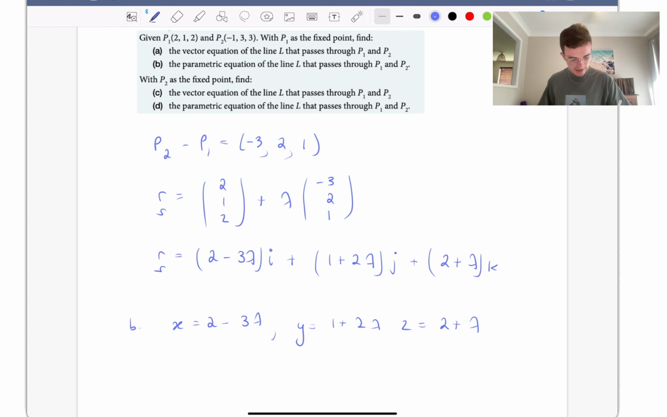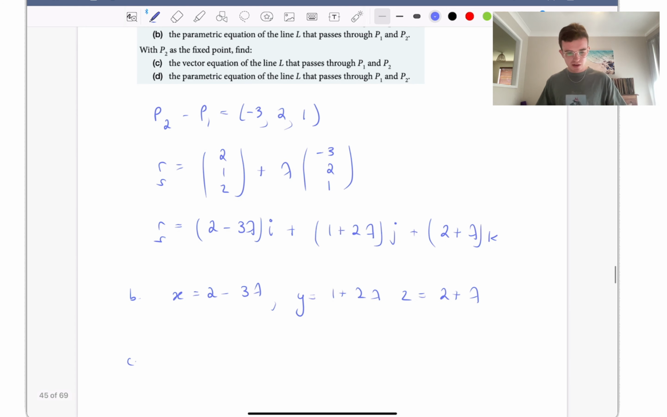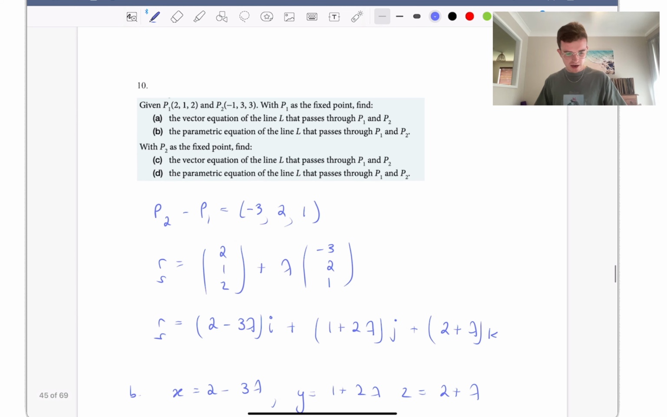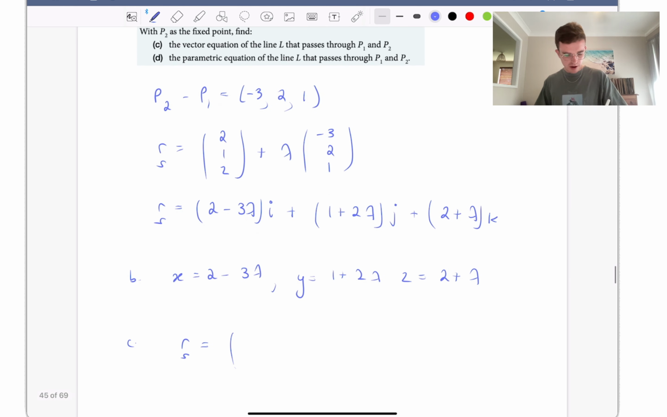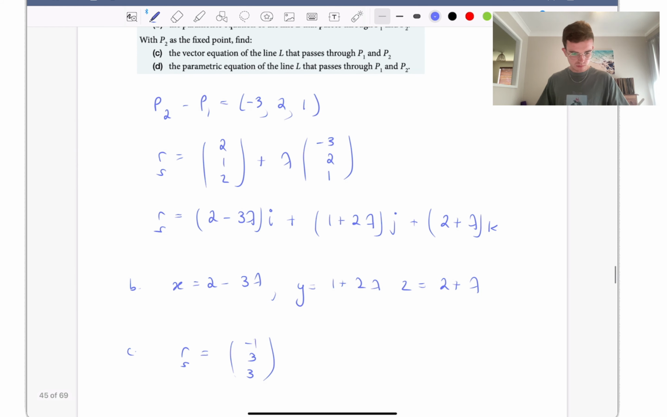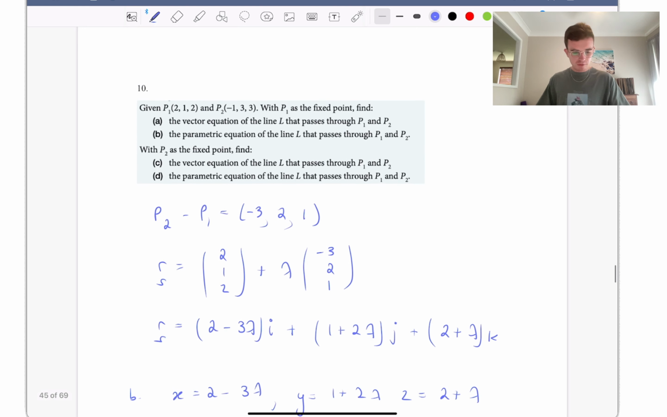Part C. Now P2 is a fixed point, and we're going to do the same thing, except P2 is now our starting point. So the line r has P2 as our starting point, so we're going from minus 1, 3, 3, plus some type of lambda, and we want to figure out what vector is going to get me from P2 to P1. So really this time we're going P1 minus P2.